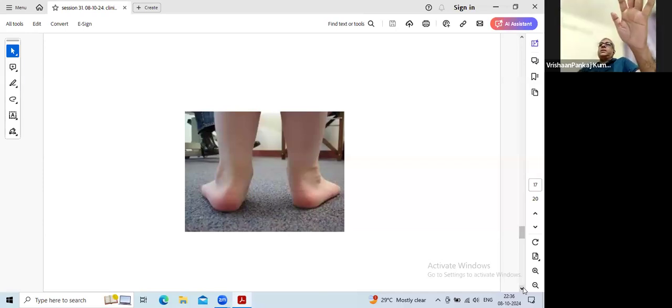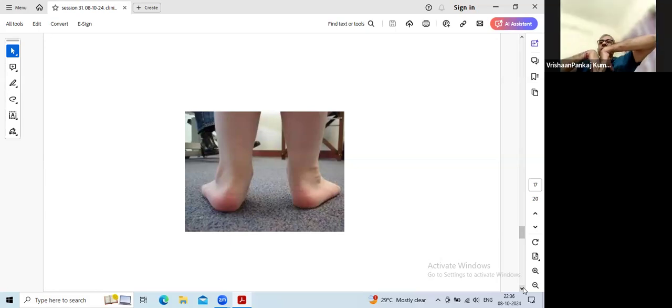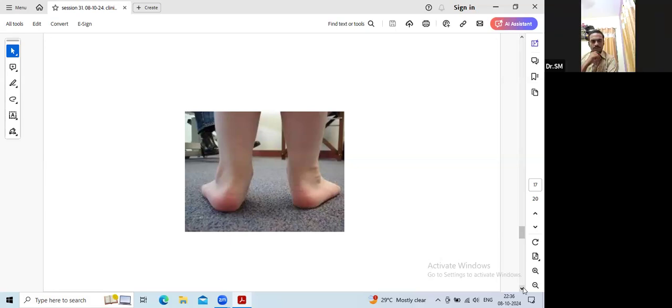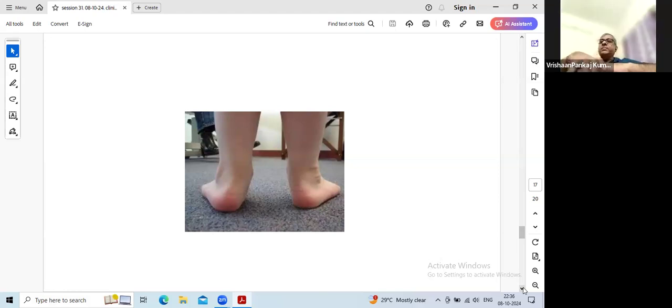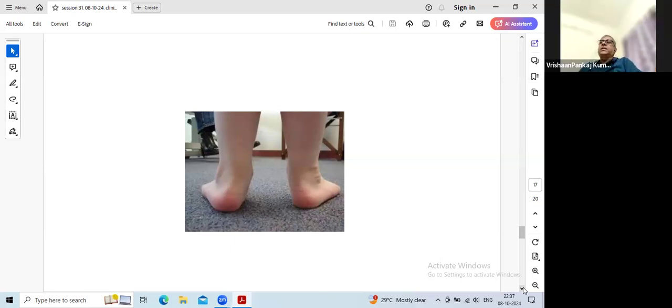Okay. Then can she do like this? Yeah, she's able to do the prayer sign. And like this? Yeah, reverse prayer. Yes, she's able to do it. And I would like to gently palpate the metacarpophalangeal joints like this. Is there any tenderness? No obvious tenderness.